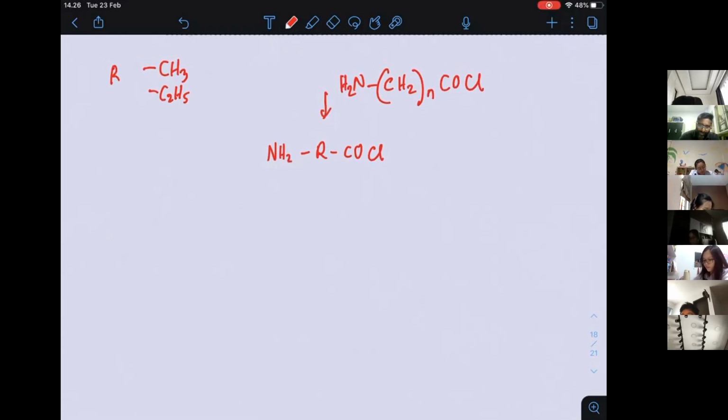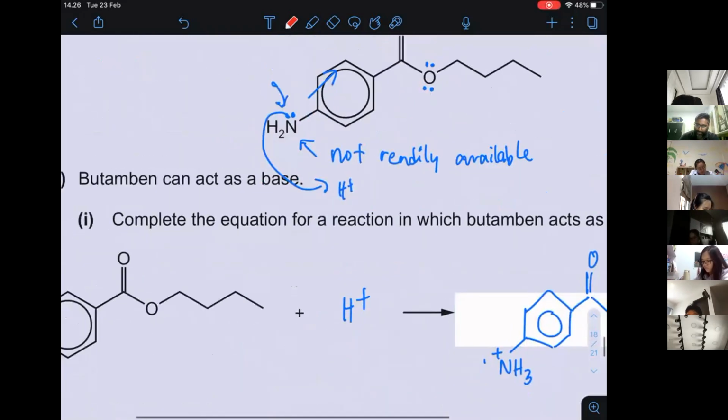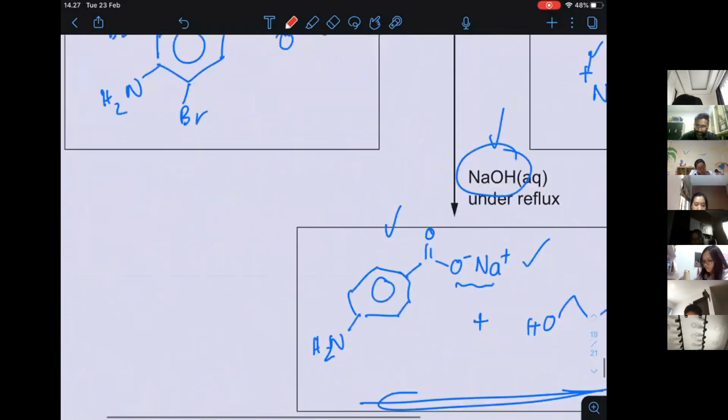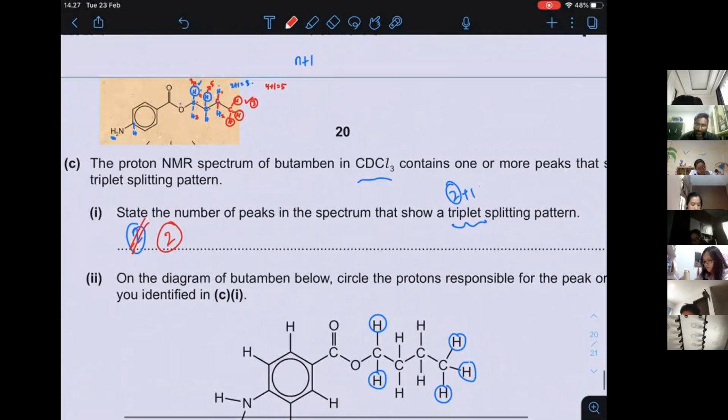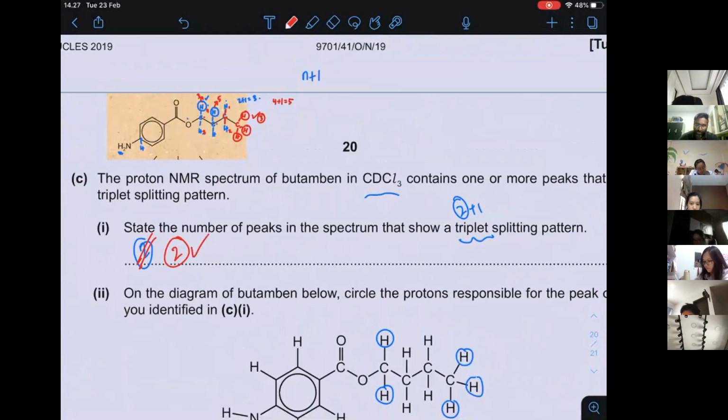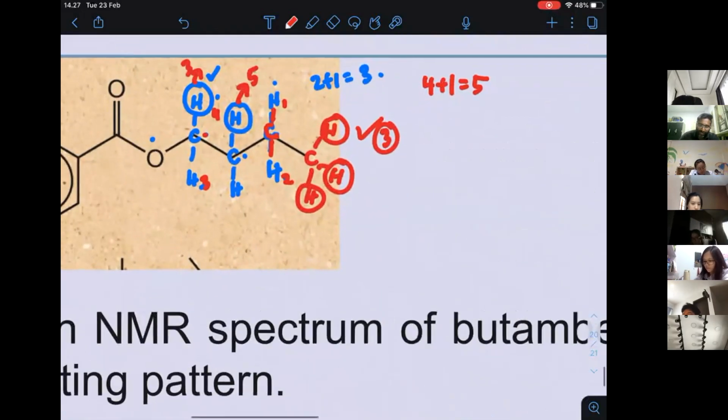Okay, next. Here, I was mentioning just now the number of peaks that shows a triplet. So you are going to get 2. I hope you understand from this explanation. Yeah, this one and this one.